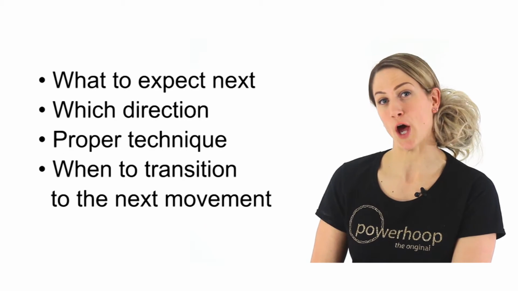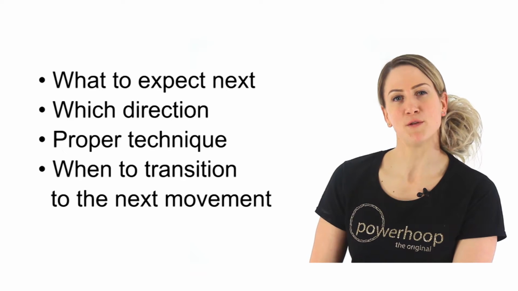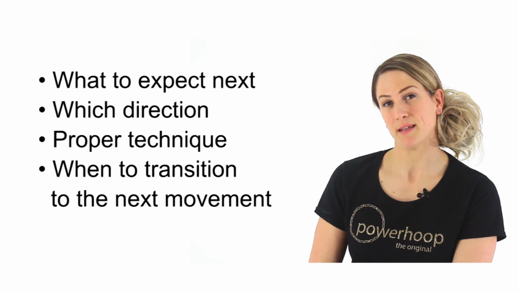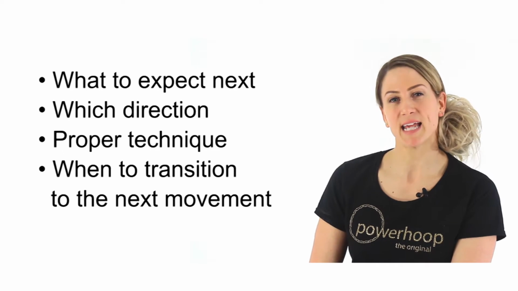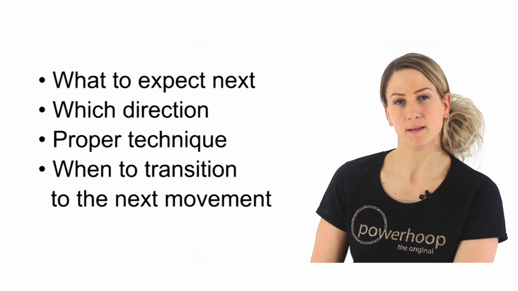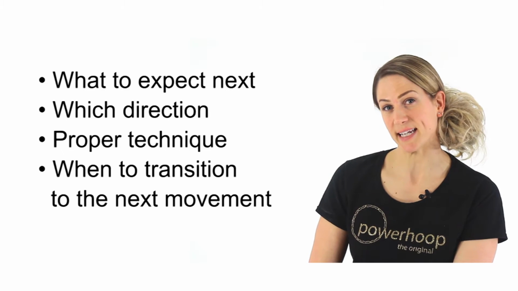Class members need to know what movements are expected next, in which direction they will be moving, the proper technique for that movement, and when to transition to the next movement. An example of cueing would be to describe and count down to the next move so that they can prepare to change gears when you do. Get ready for some star jumps in 4, 3, 2, 1.